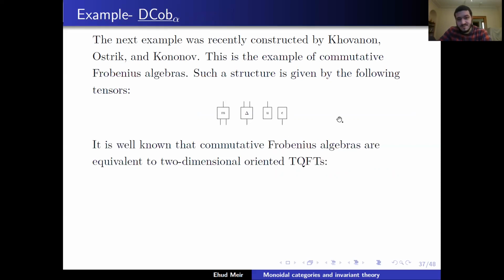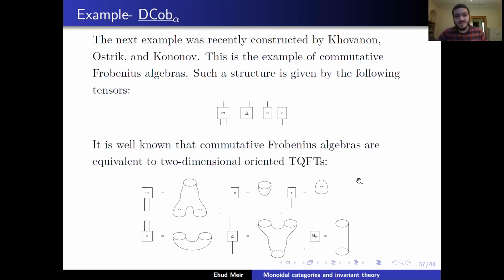Okay, and the point is that commutative Frobenius algebras, I still didn't tell you what the axioms are, but I will just tell you that commutative Frobenius algebras are actually equivalent to two-dimensional oriented TQFTs. So TQFT basically is a way to assign to every one-manifold a vector space, and to every bordism between one-manifolds a linear map between these vector spaces.